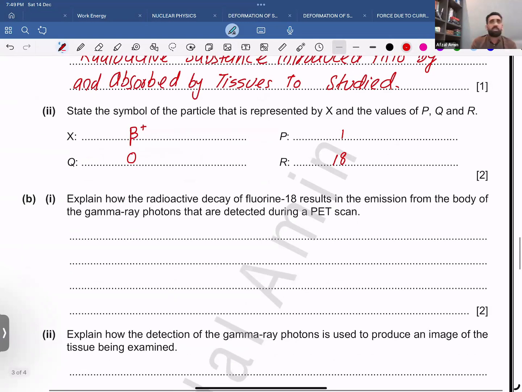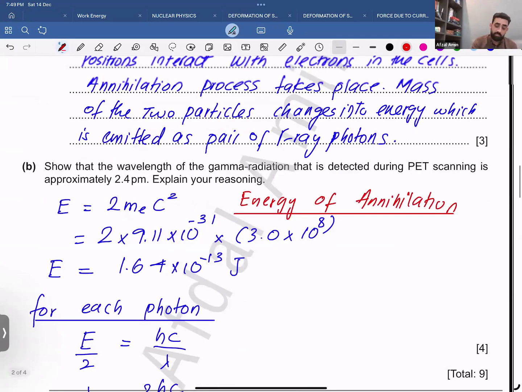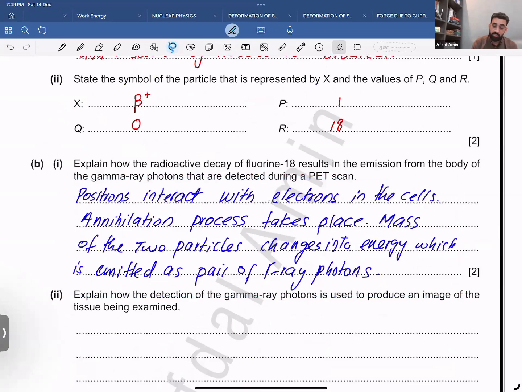The positron interacts with the electron. The mass of the particles changes into energy, which is emitted as a pair of gamma ray photons in opposite directions. Write exactly the same. So positrons interact with the electrons in the cells. Annihilation process takes place. The mass of the two particles changes into energy, which is emitted as a pair of gamma ray photons. Right? Excellent.